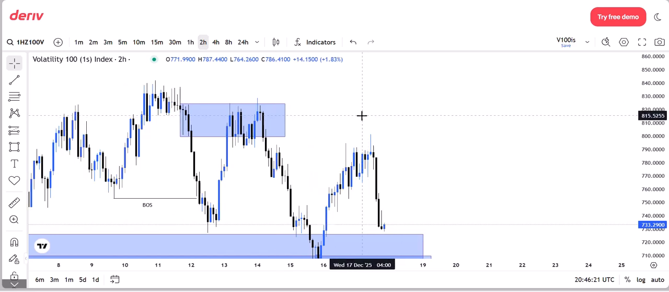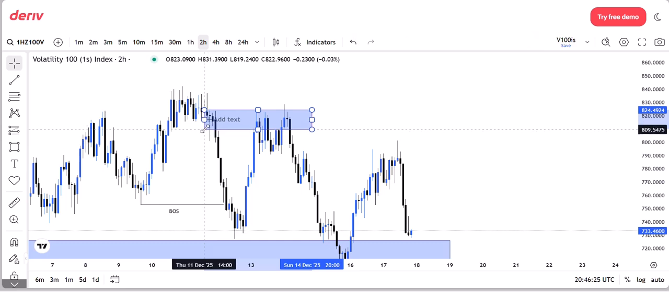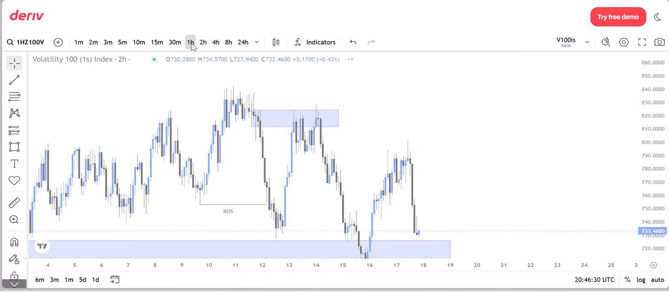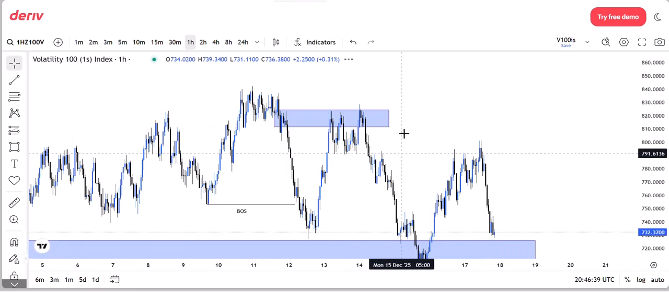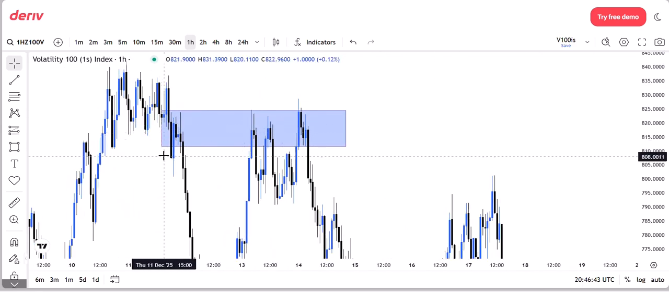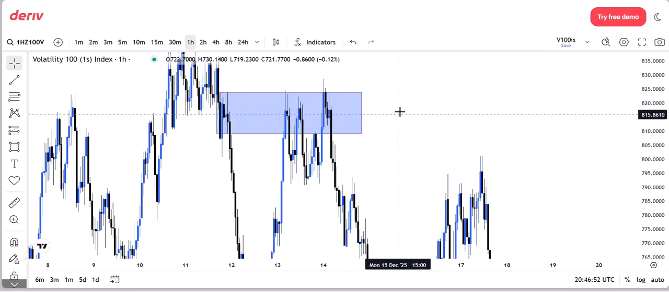So go to our 2 hours time frame. Coming down to the 2 hours time frame, what do we see? We can further refine this zone to this. If we go to our 1 hour time frame, let's see what we got. So in our 1 hour time frame, here we are. There's not much refinement to make here. This is what we saw.